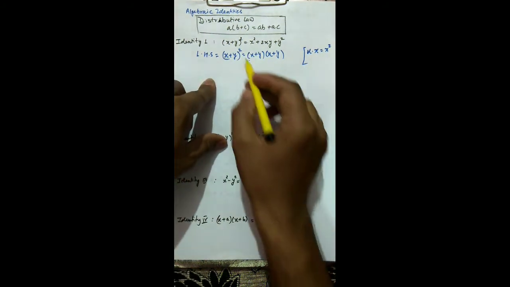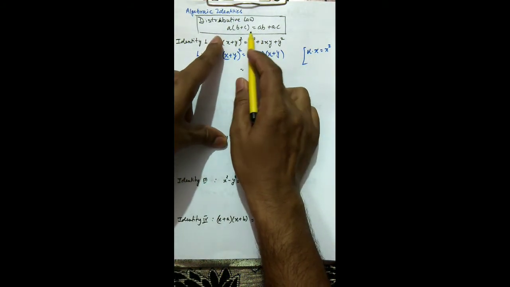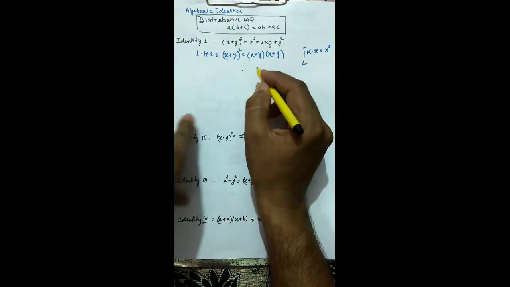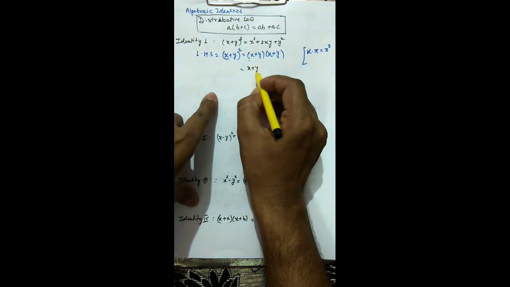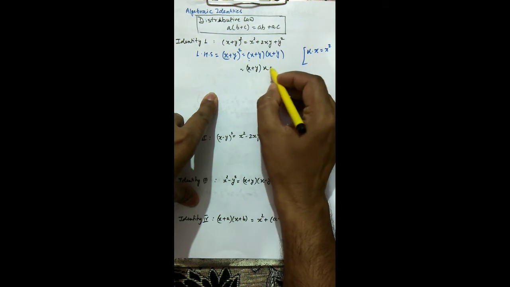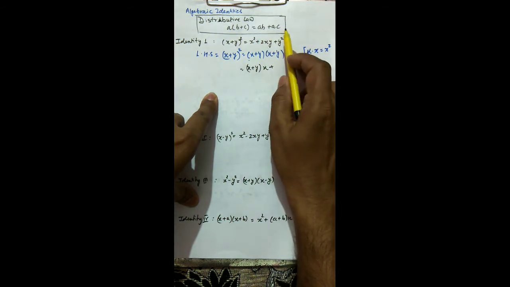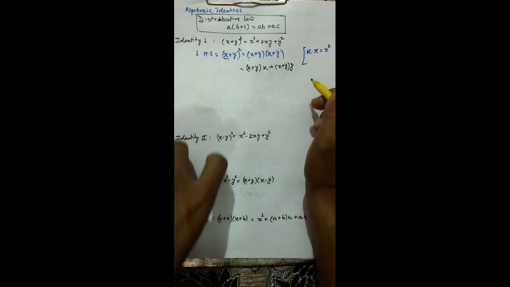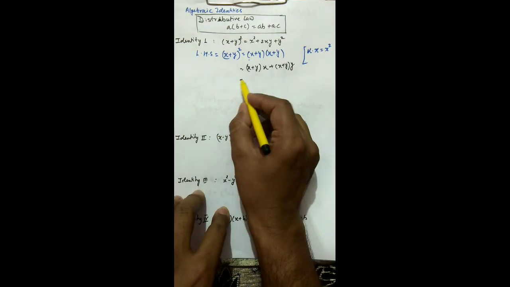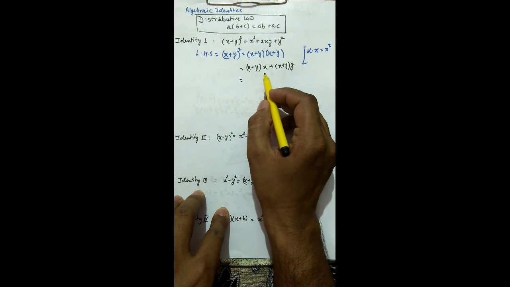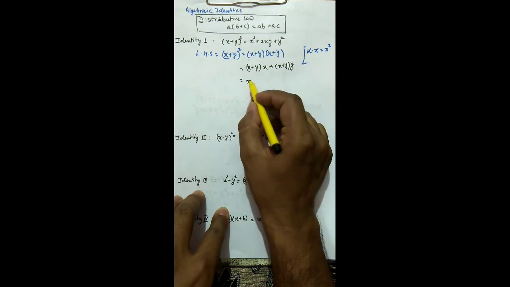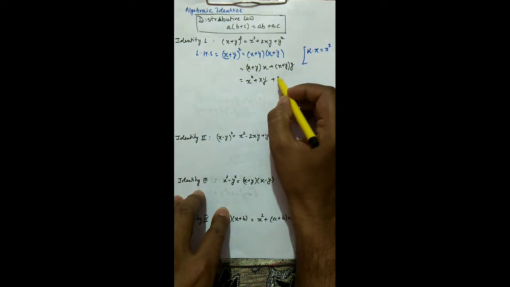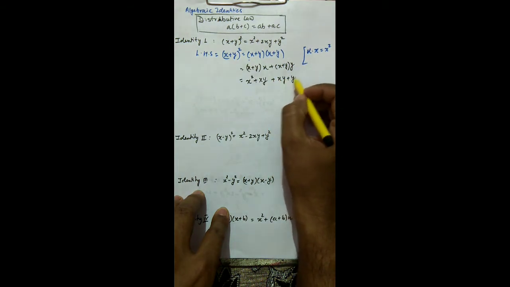I'm just writing it as ab. Here a means I have assumed this as (x + y), so this is (x + y) into x, and ac, so this is (x + y) into y. Now you know this is again the distributive property, so you can open this: x into x is x square, this is xy, and here also you can open this: xy plus y square.